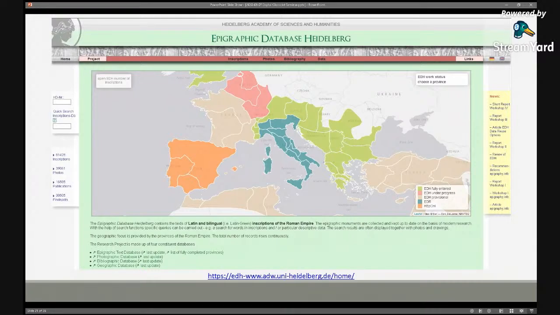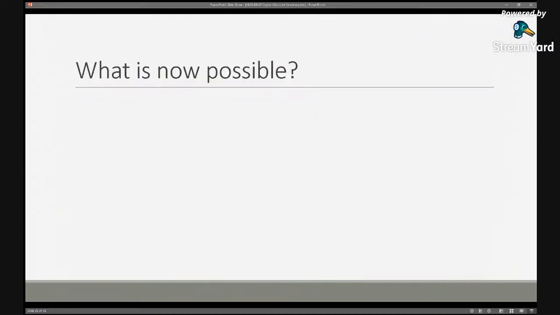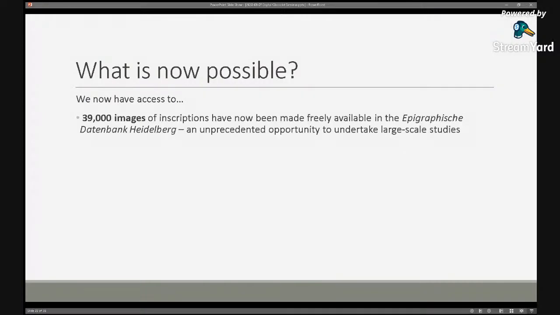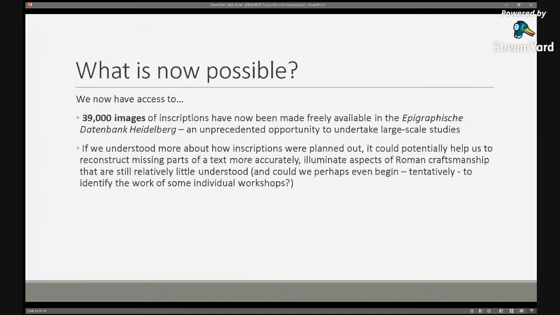I'd like to thank Frank Grayshaber very much actually for the assistance that he gave the project. We decided to take a subset of the 39,000 images that have been made available by EDH in order to undertake a large-scale study of how inscriptions are planned out in the Roman world.